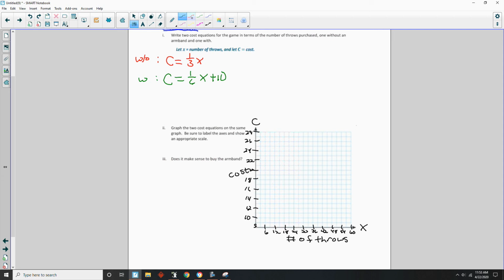So now I'm going to graph these. Let x equal number of throws. So the cost without I'll do in red, 1/3 x. If x is 0, it's at 1/3. If x is 6, we're at 2. If x is 12, we're at 4. 12 times 1/3, or 12 divided by 3, is 4. So let's go all the way out here to 30. If we're at 30, 30 times 1/3 is 10. So if we're at 30, we're right here. So we could get 30 throws for 10 bucks.